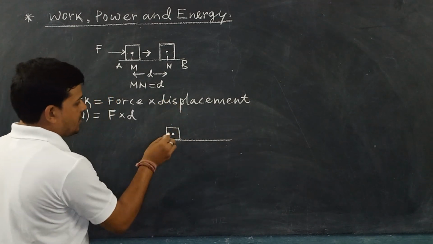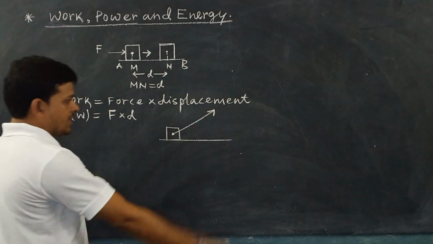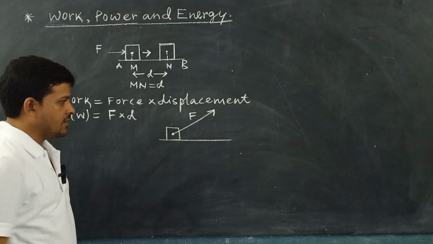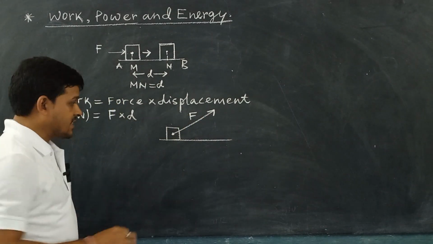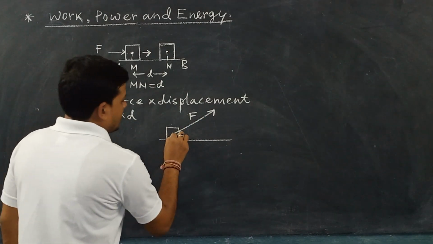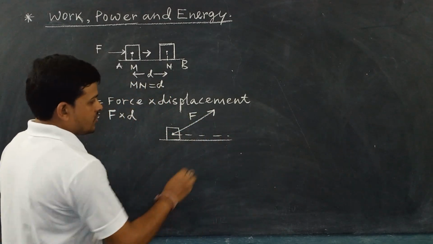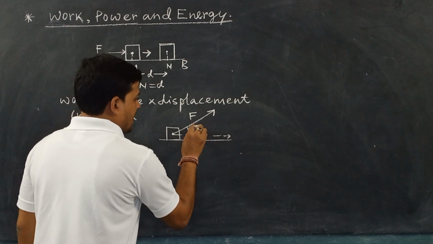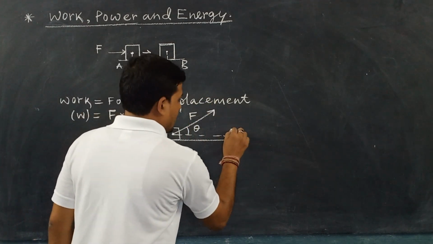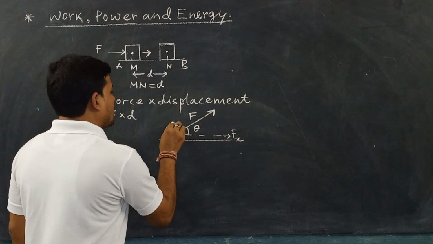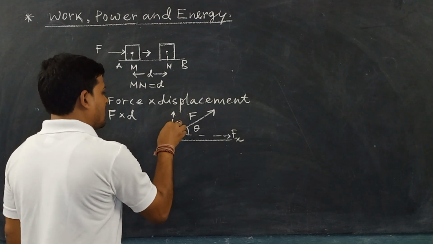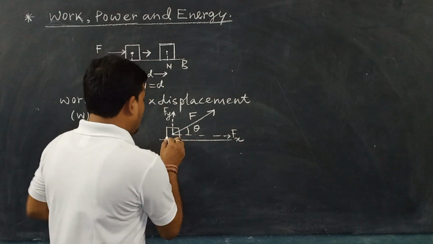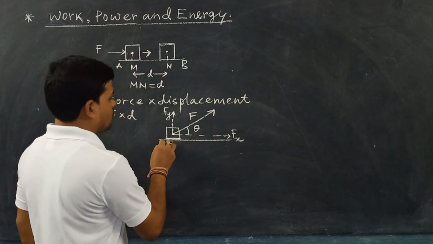Let this be the body. Now we pull the body. Then the force is applied in a particular direction. Force F is a vector, applied in a particular direction, so it has two components. One is the horizontal component, which acts at the angle theta, that is Fx. Another is the vertical component, that is Fy. Due to the component Fx, the block suffers displacement on this plane.